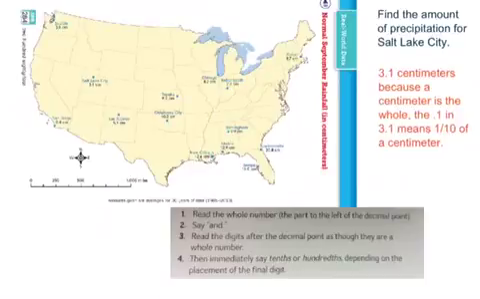And then down at the bottom, I just wanted to add in for you something. I think you might want to write this note here in your notebook to make sure that you have this correct. So when you're reading numbers that are mixed numbers, wholes and decimals, keep these things in mind. Read the whole number, so that's the part to the left of the decimal point, right? And then say "and" when you get to the decimal point. Then read the digits after the decimal point as though they are a whole number, and then immediately say tenths or hundredths, depending on the placement of the final digit.